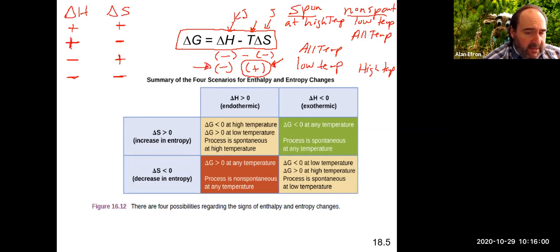So again, two positives will be spontaneous at high temperatures. Positive H, negative S, going to be non-spontaneous at all temperatures. Negative H, positive S will be spontaneous at all temperatures. And two negative values are going to be spontaneous only at low temperatures. Any questions on how to use that formula to figure those things out?